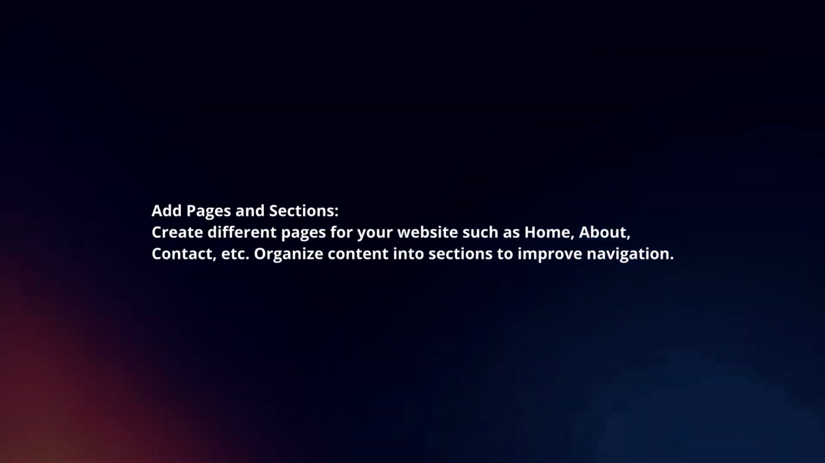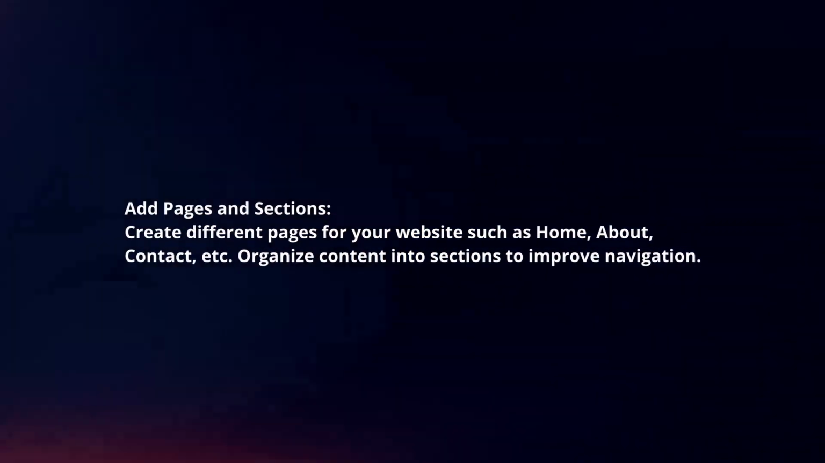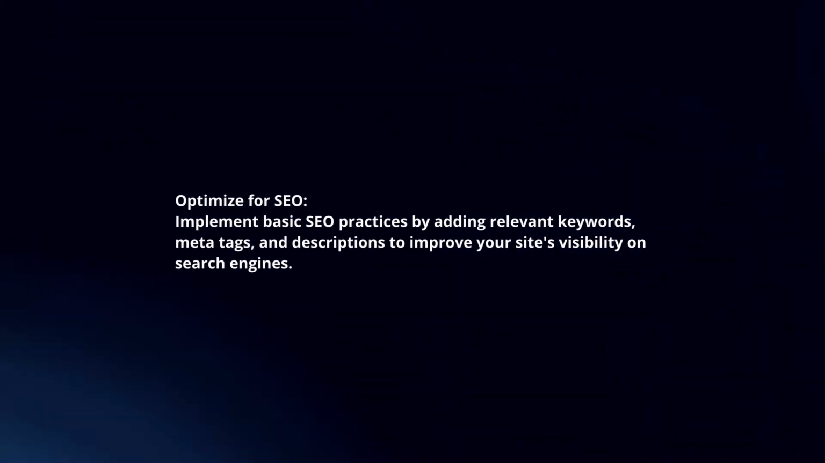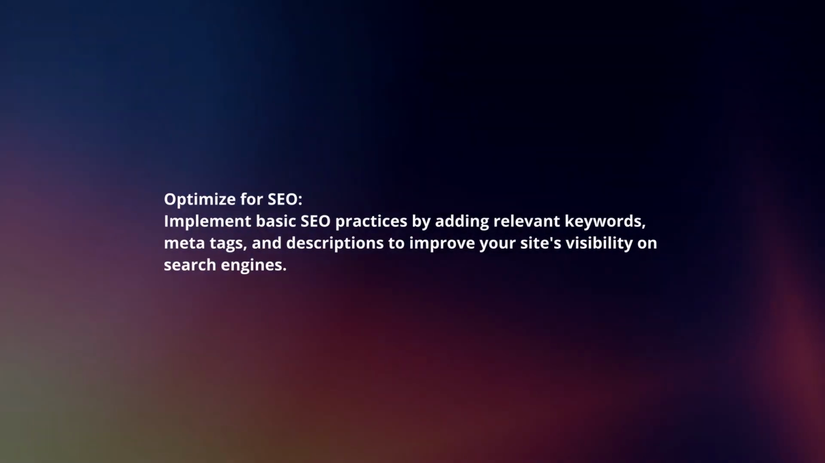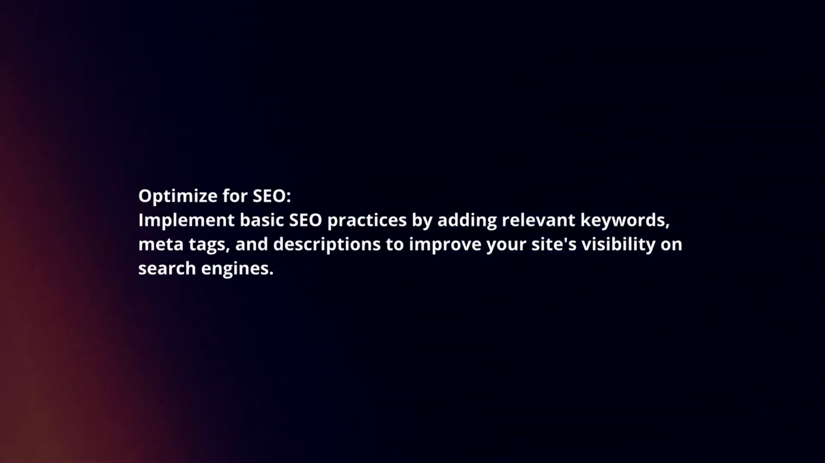Add pages and sections. Create different pages for your website such as home, about, contact, etc. Organize content into sections to improve navigation. Optimize for SEO. Implement basic SEO practices by adding relevant keywords, meta tags, and descriptions to improve your site's visibility on search engines. Preview your site.